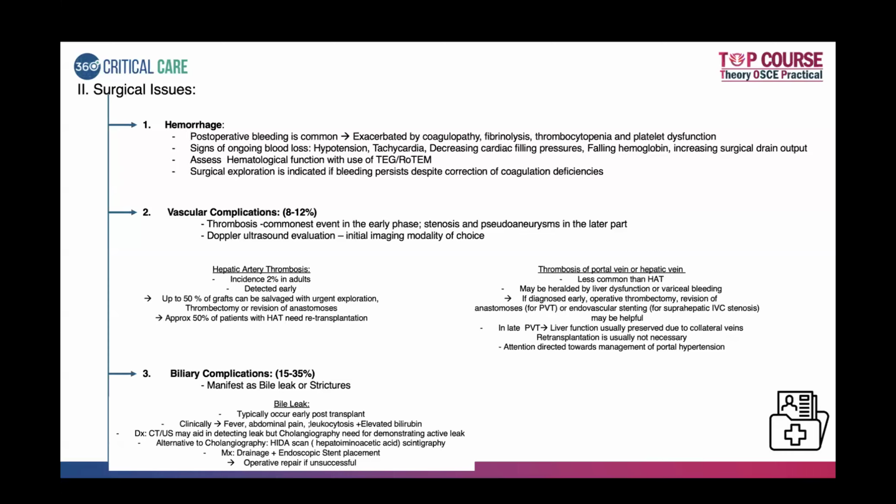So management is drainage and endoscopic stent placement. If it is not successful, then you need to go with operative repair. But for any post-transplant patient going for a resurgery, the morbidity and mortality goes up by almost 50%.